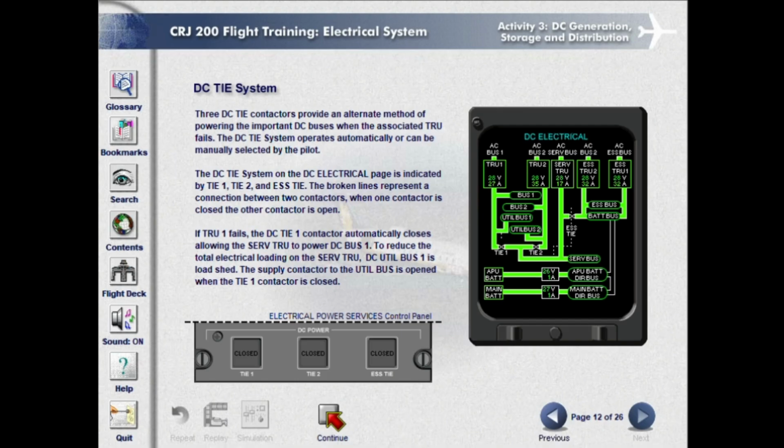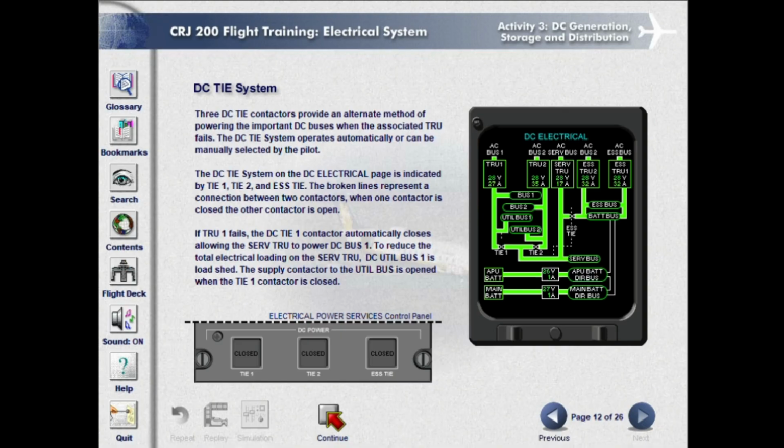DC tie system. 3 DC tie contactors provide an alternate method of powering the important DC buses when the associated TRU fails. The DC tie system operates automatically or can be manually selected by the pilot. The DC tie system on the DC electrical page is indicated by tie 1, tie 2, and essential tie. The broken lines represent a connection between two contactors. When one contactor is closed, the other contactor is open.